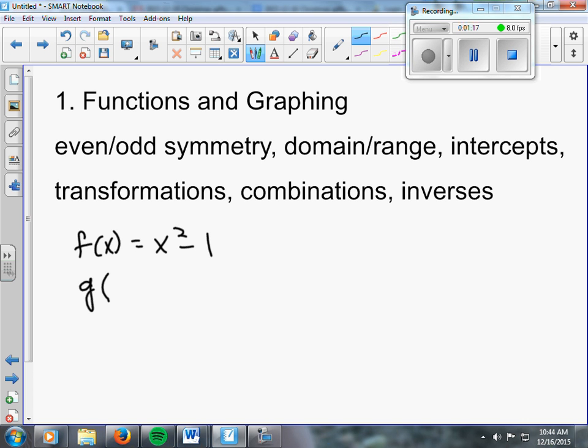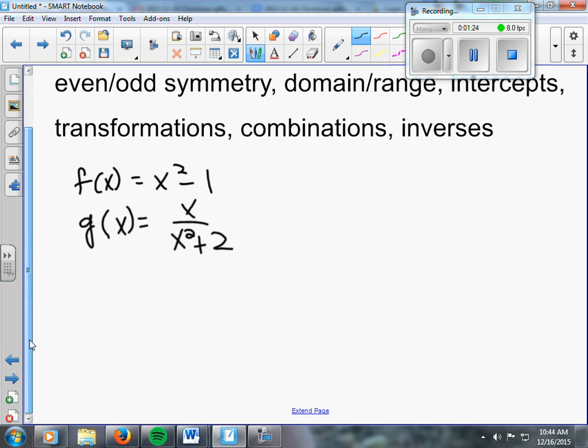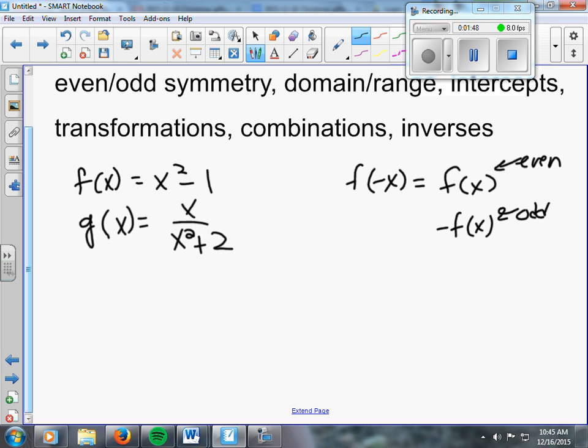One of these is even and one of them is odd. Okay? The f will be even and g will be odd. With even and odd symmetry, to test for that, you replace x with negative x and examine what you get once that is finished. If you end up with the original function, then that means even. And if you get the exact opposite of what you started with, then that means odd.